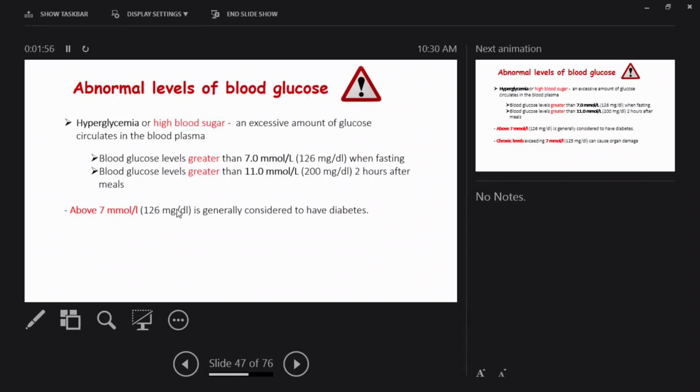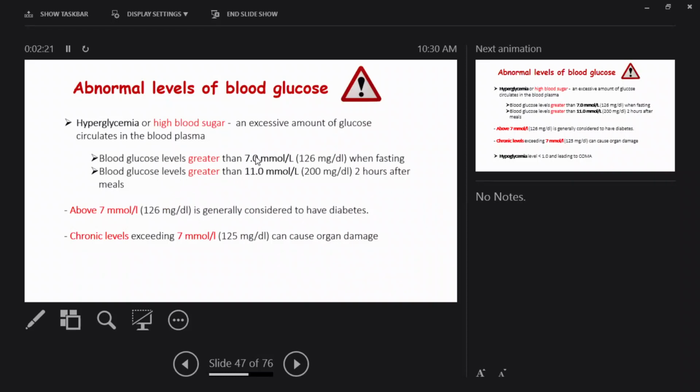So meaning that if you are fasting, but your blood glucose level is higher than 7, it's something that you need to pay attention to, because it's considered to have diabetes. While a chronic level exceeding 7 can cause organ damage, for example, 11, 12 can cause organ damage.